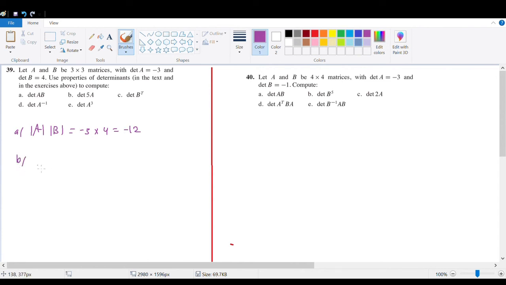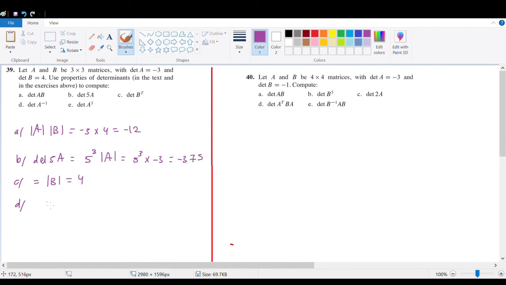Now for B, determinant of 5A is equal to 5, since A is 3 by 3, so 5 to the power 3, determinant of A, which is equal to 5 to the power 3 multiplied by minus 3. This will give us minus 375. Now for C, determinant of B transpose is equal to determinant of B, which is equal to 4.